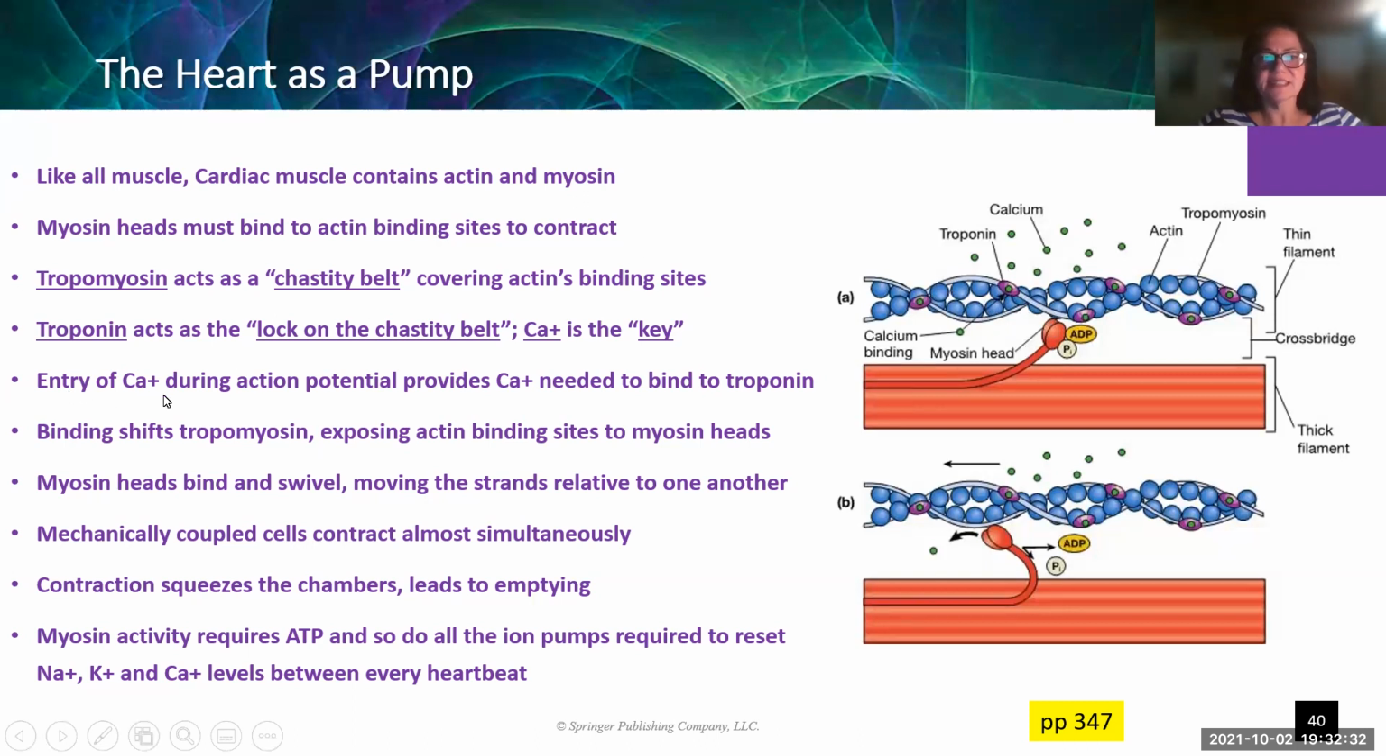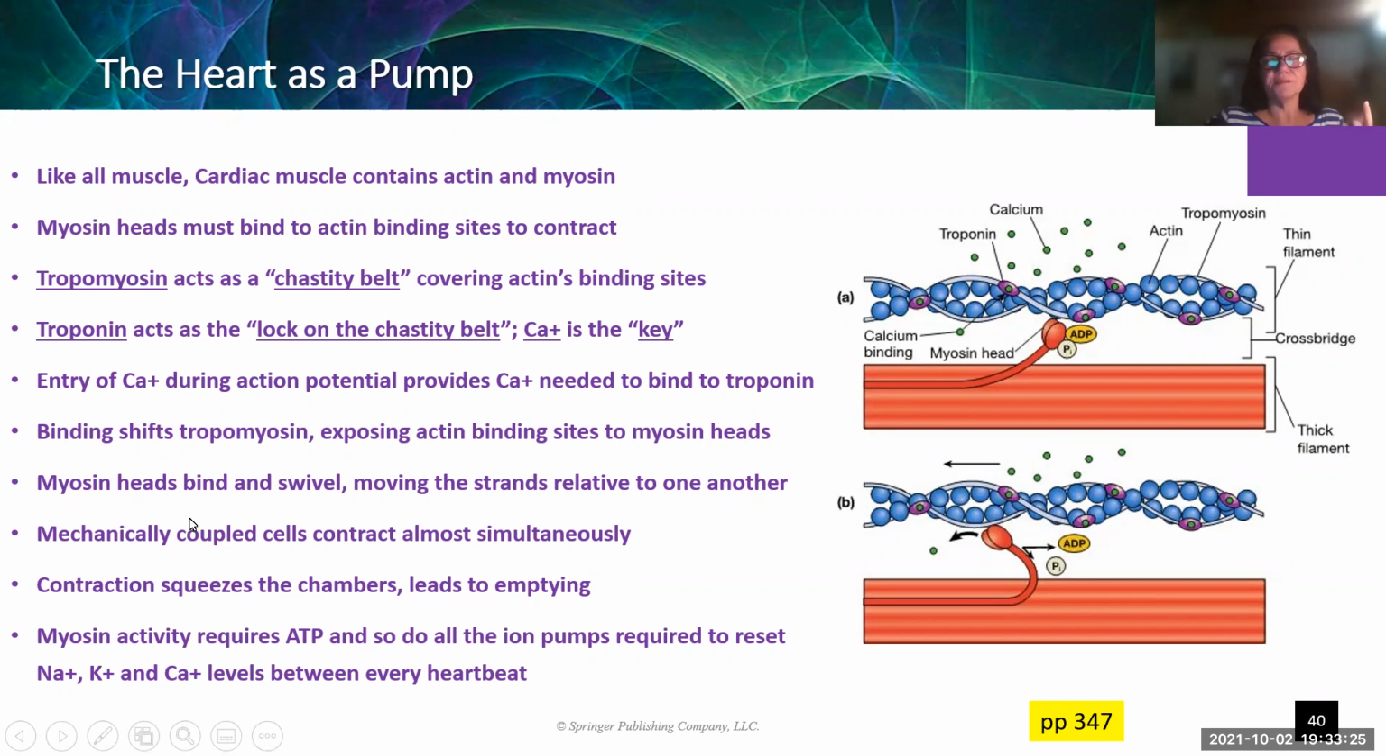And so the entry of the calcium during the action potential, remember we talked about how the cell lets some sodium kind of leak in and then it gets depolarized by opening up calcium channels. This is the calcium, it's coming in, it's all the keys, so that we can take off these chastity belts and let the myosin grab a hold and pull. Calcium binds the troponin. The binding to troponin shifts the tropomyosin out of the way, exposes the actin binding sites to the myosin heads. And the myosin head binds, swivels, and moves the strands relative to one another, basically making them overlap more, which contracts the cell.